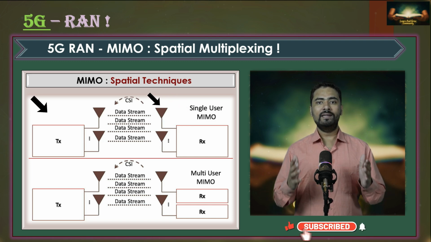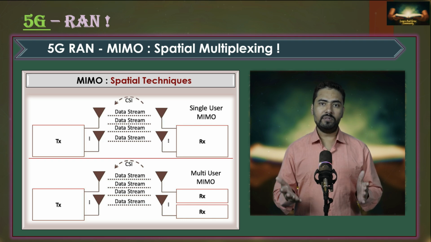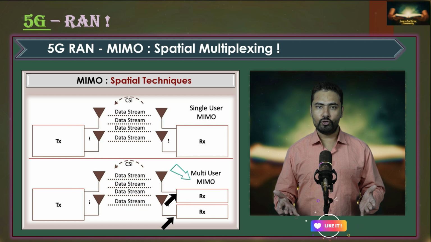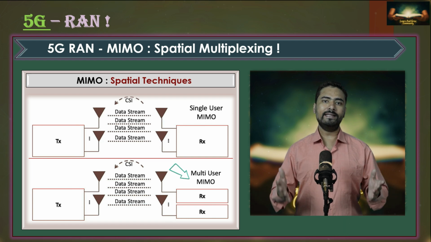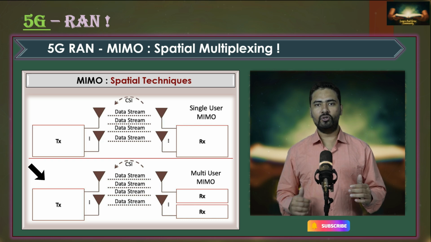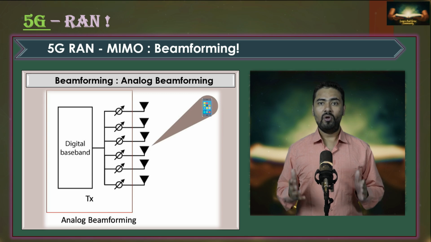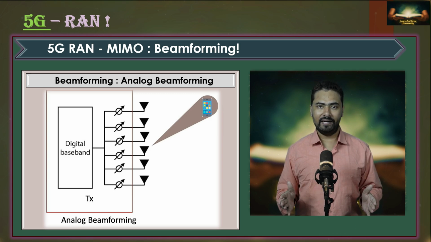So it is called single user MIMO. In the same way, if multiple streams belong to multiple UEs at the receiving end, and these simultaneous streams are received by different UEs at the same time, then this setup is called multi-user MIMO, like you see in the bottom section of this picture.